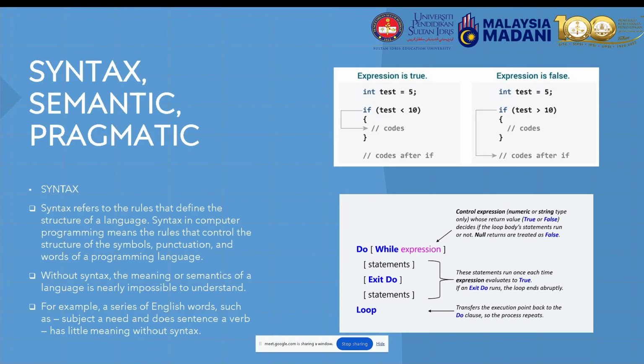As you can see, syntax in programming basically refers to the language that is defined to give a structure to the language. As you can see in the figures, we have expression is true and expression is false due to the syntax. Syntax means that it also has a structure.